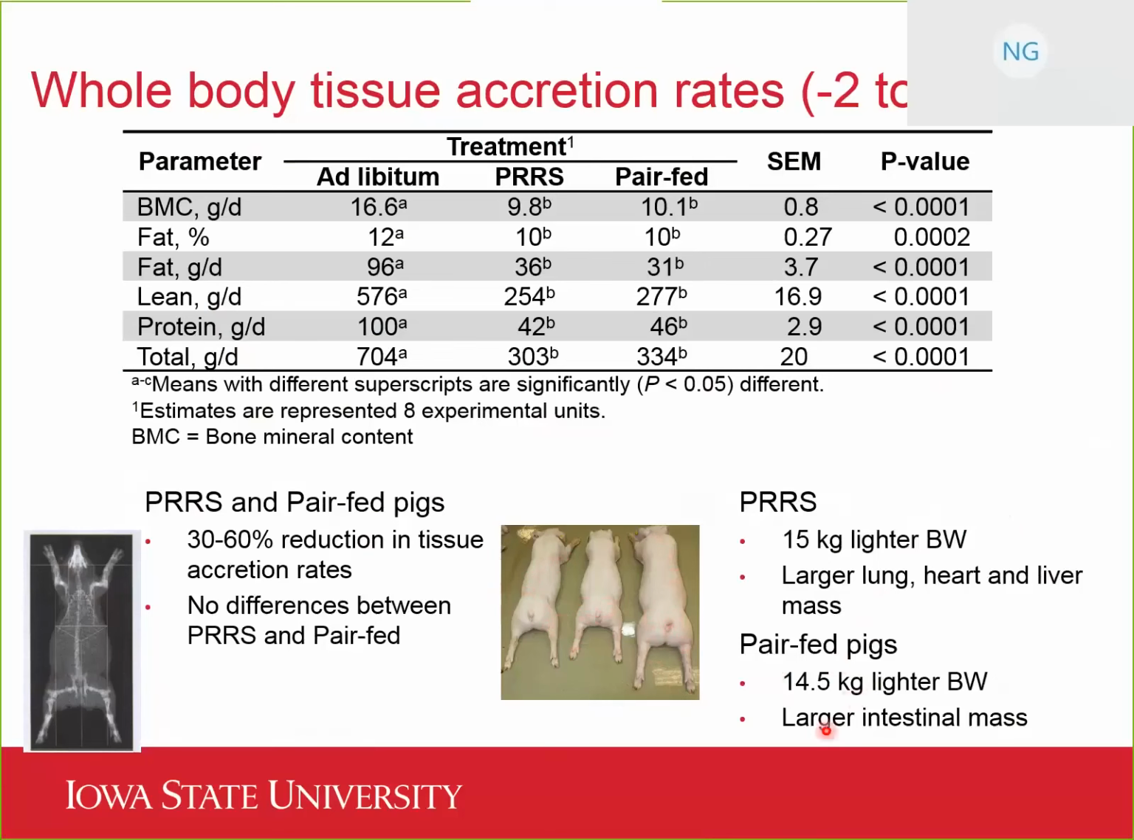But they had larger intestinal mass compared to our PRRS pigs, where our PRRS pigs had larger mass with regard to lung, liver, and heart due to the actual consolidation of the lungs and the pluck in these pigs due to the disease. So they are repartitioning energy differently.